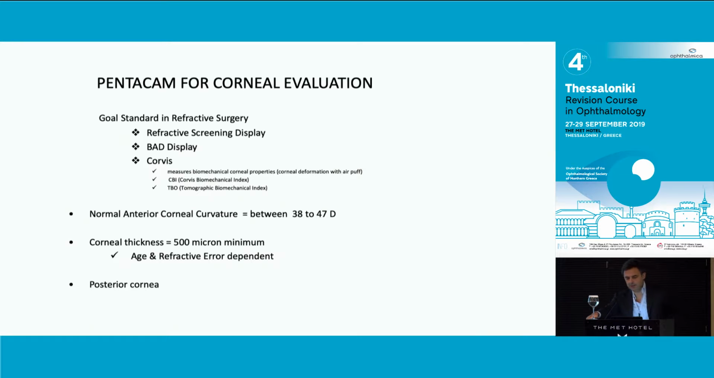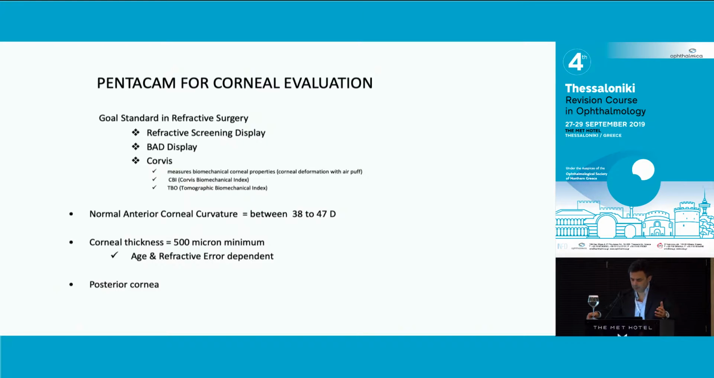Pentacam, I think at the moment, is still the gold standard in refractive surgery simply because it's so common to have a Pentacam in clinic, and because there are special displays that make it almost idiot-proof to understand if the patient is suitable for laser vision correction or not.